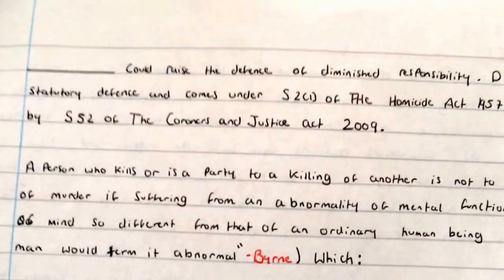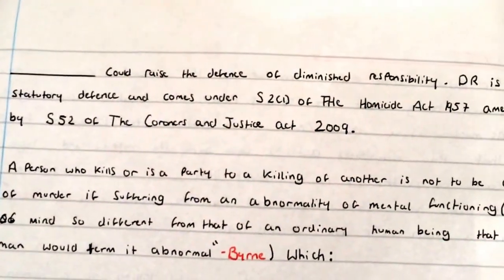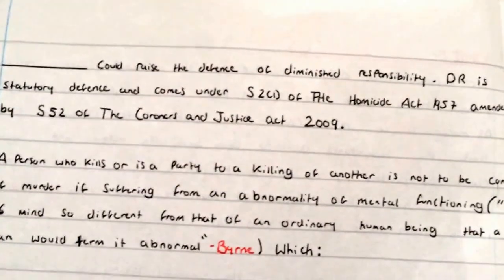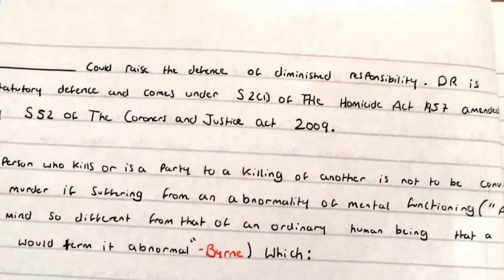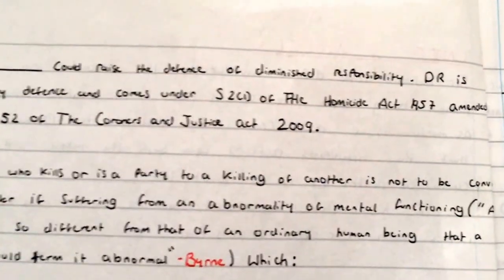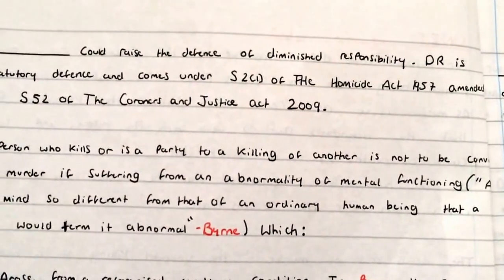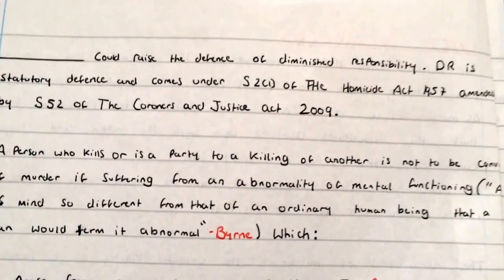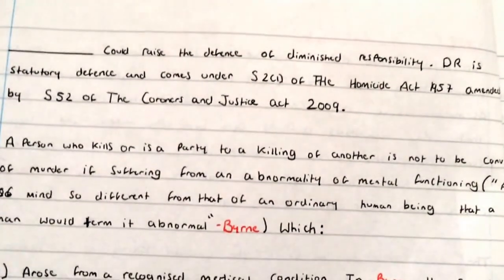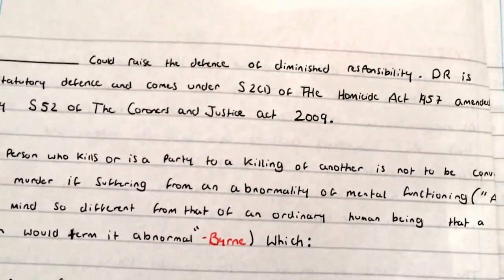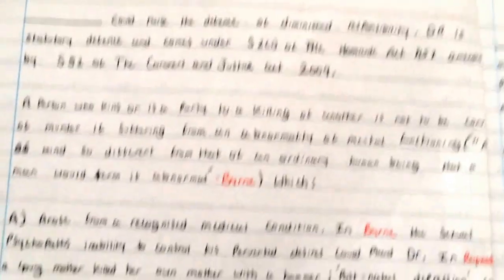So, blank could raise the defense of diminished responsibility. Do brackets, then DR, close brackets, then you can just refer to it as DR throughout the whole essay. DR is a statutory defence and comes under Section 2, Subsection 1 of the Homicide Act 1957, as amended by Section 52 of the Coroners and Justice Act 2009.